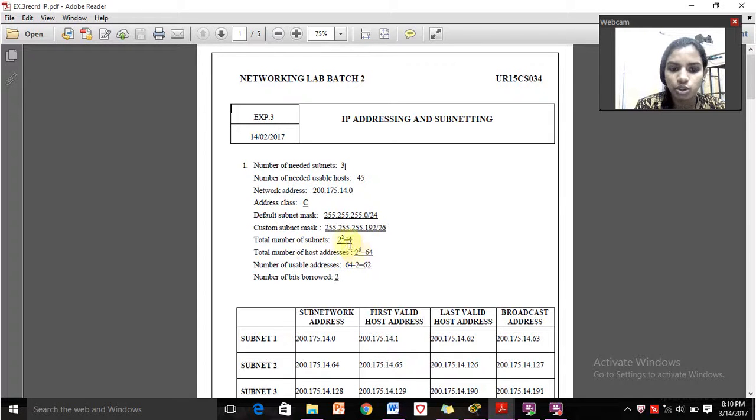The number of subnets will be 2 to the power of the number of bits borrowed, and that will be of value 4. Since 2 bits are gone for the subnet, the rest of the bits, 6, will be for host addresses. So 2 power 6 will be 64, and the usable IP addresses will be 64 minus 2. One will be for the network address, and the other will be for the broadcast address.